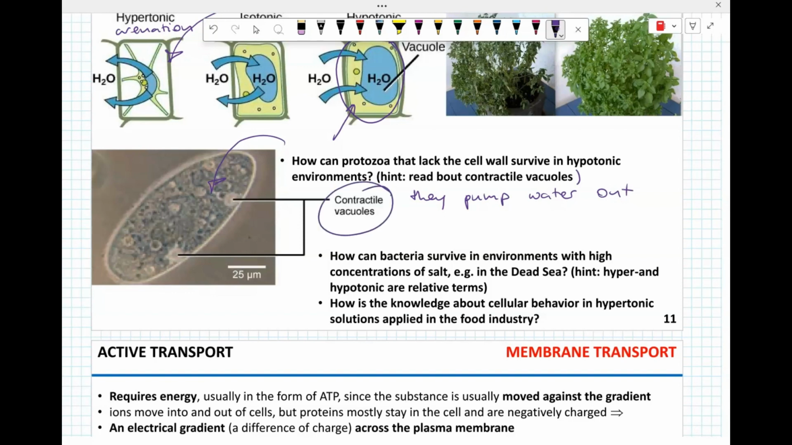vacuoles. Now, bacteria can survive in the environments with high concentrations of salt, which by all means should be hypertonic, but apparently they aren't. So hyper and hypotonic are two relative terms, which means bacteria that survive in the environments with high concentration of salt, in other words, environments with high osmolarity, maintain high osmolarity inside the cell. So the osmolarities of cytoplasm and of the extracellular environment are the same.